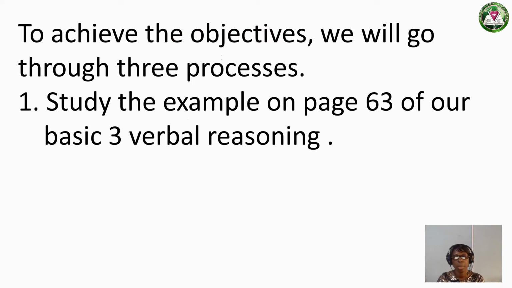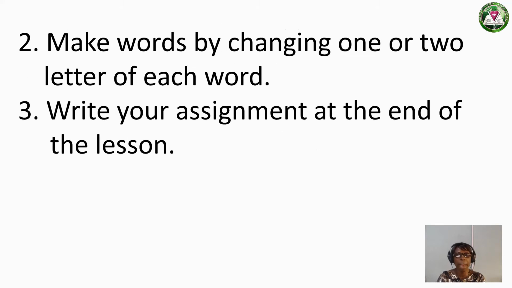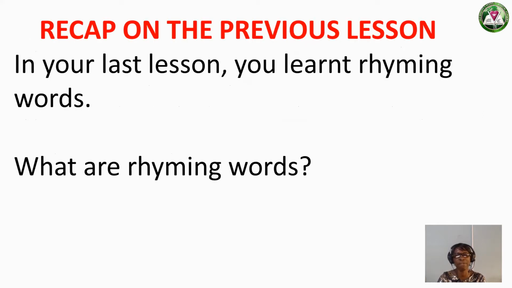To achieve the objectives, we will go through 3 processes. One, study the example on page 63 of your Basic 3 verbal reasoning. Two, make words by changing one or two letters of each word. Three, write your assignment at the end of the lesson. Now let's start with the first process.